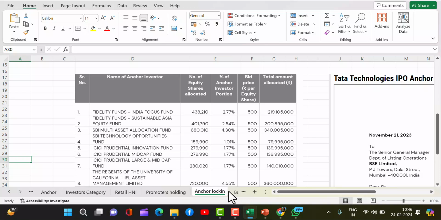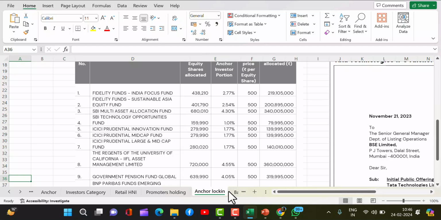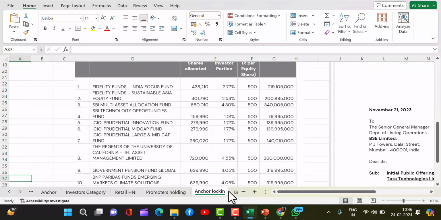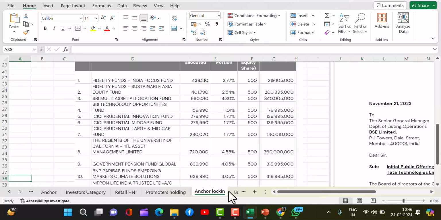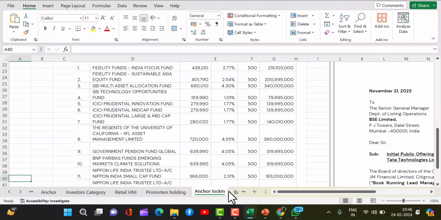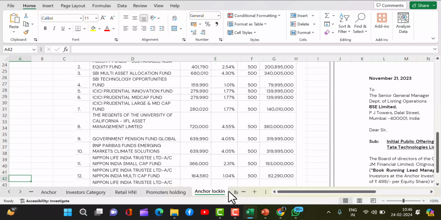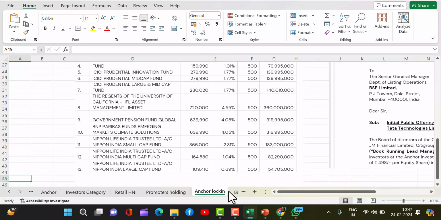If you see, all the Fidelity Funds, India Focus Fund, SBI Multicap, SBI Technology Opportunity, these are all mutual funds who have acted as anchor investors, and maybe some people like the Regents of University of California. So they were also anchors. They were the foreign FPI investment coming here. Government Pension Fund Global also put some money as an anchor investor. Then BNP Paribas Emerging Market Climate Solutions Fund, Nippon Life Trustees. So these are the other anchor investors, the people who had put money as anchors. Anchor investors are allotted a day before. Okay, fine.